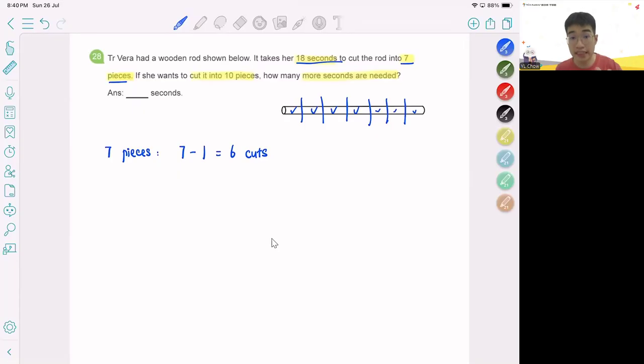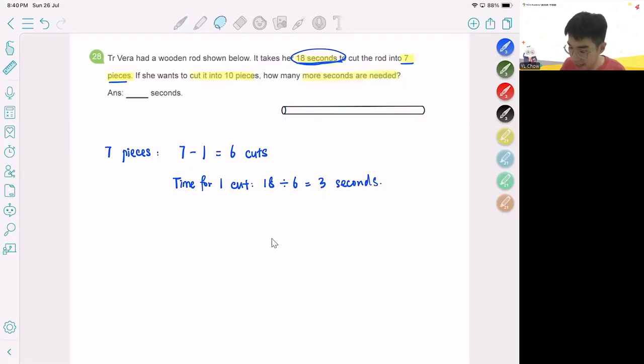So you need 6 cuts, and every cut will take some time. In total, it takes 18 seconds to produce these 6 cuts. So what is the time for one cut? The time for one cut will be 18 divided by 6 equals 3 seconds. Every cut will take 3 seconds. This time, we found the time for one cut. Let's continue with the question.